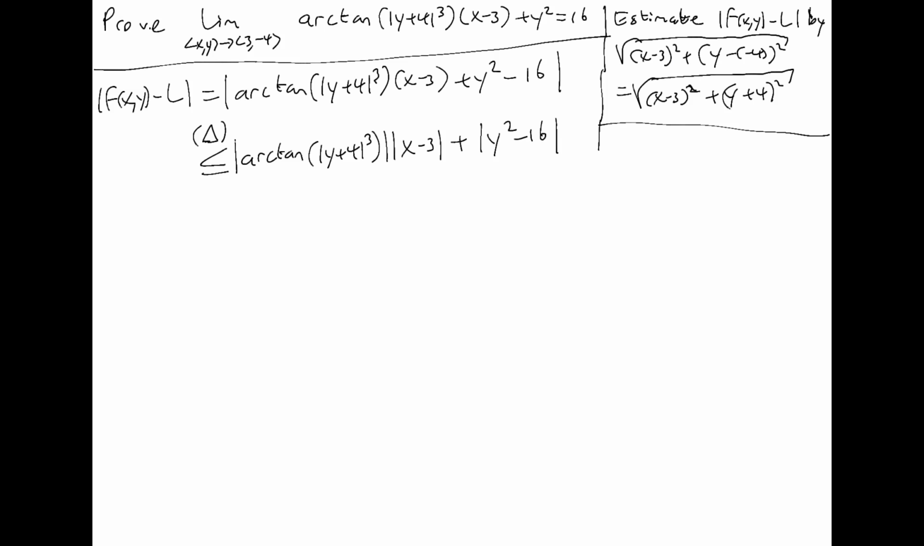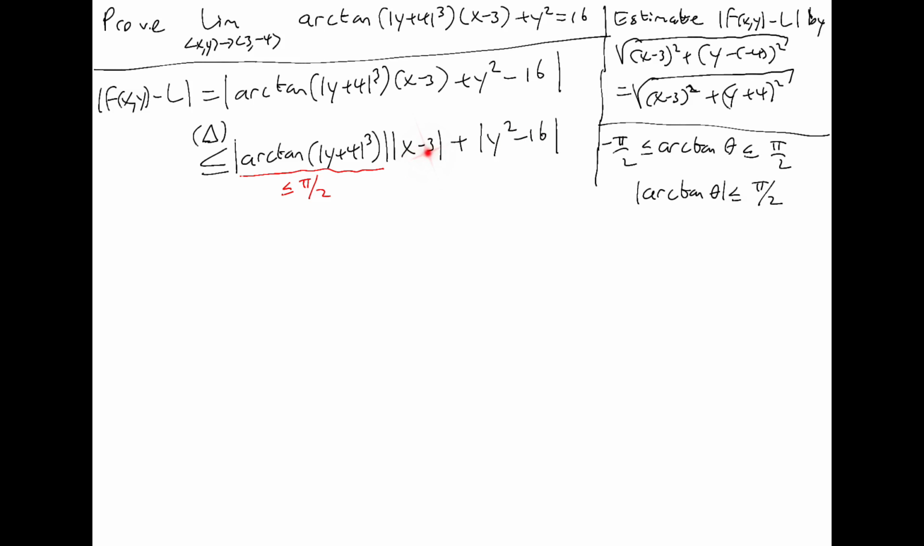Okay. So let's first deal with this term, the arctangent. Well, we know that the arctangent of any angle theta is between minus pi over 2 and pi over 2. So it follows that the absolute value of the arctangent is actually less or equal than pi over 2. So it doesn't matter what the angle is. So that we have the absolute value of (y+4) to the third, it doesn't matter. This can always be estimated by pi over 2.